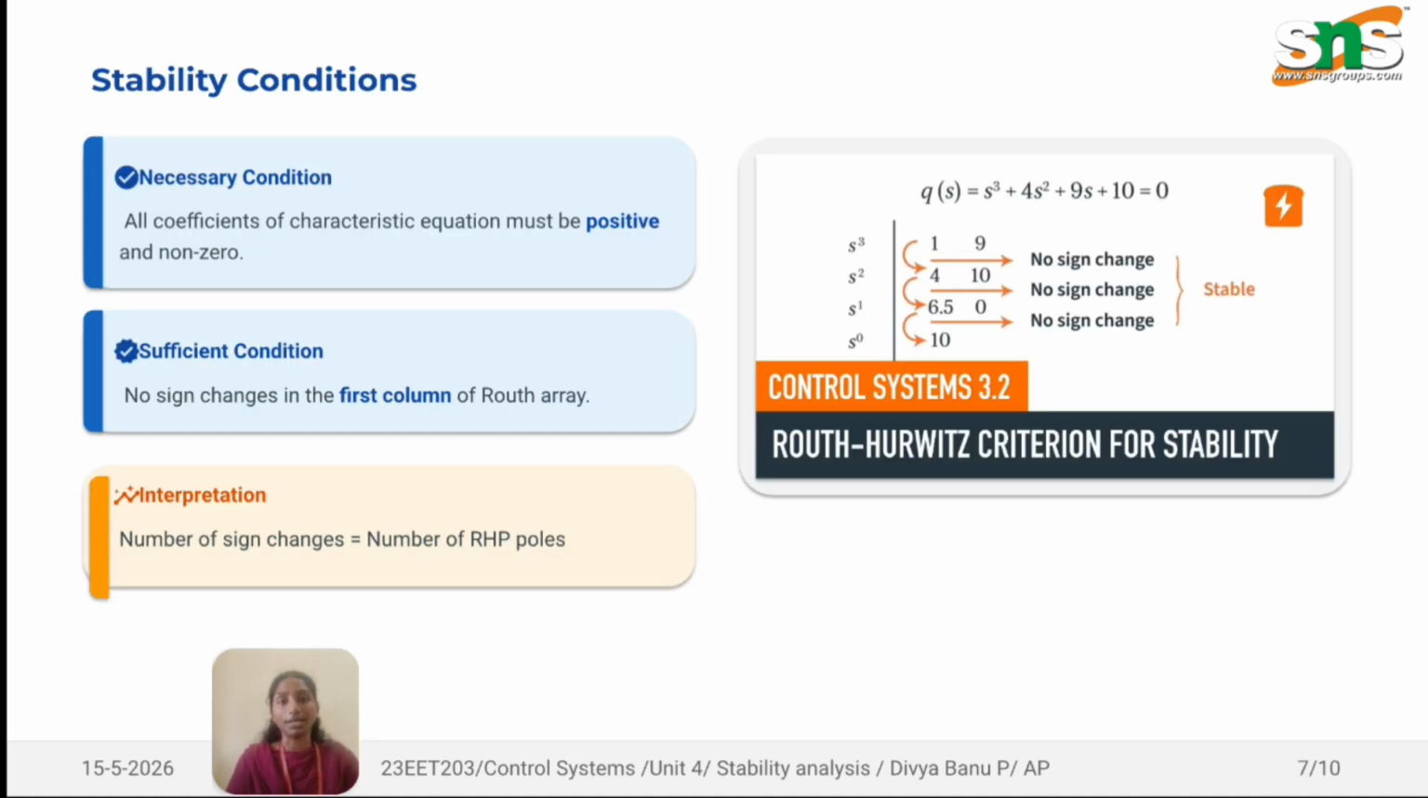Coming to the stability conditions: all coefficients of the characteristic equation must be positive and non-zero. The sufficient condition is no sign changes in the first column of the Routh array. If this condition is satisfied, then we call the system stable. We have other cases too, like marginally stable and unstable. So if there is no sign change in the first column and no zeros in the first column, then we call that characteristic equation stable.